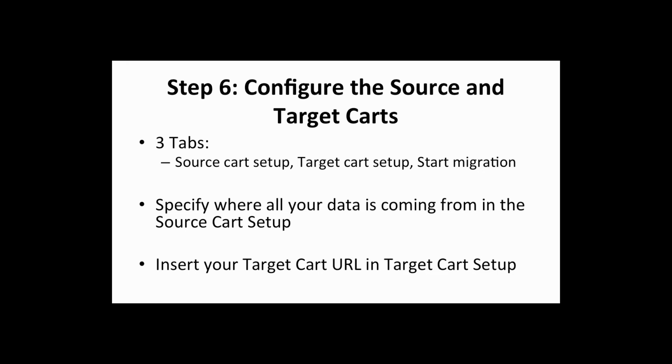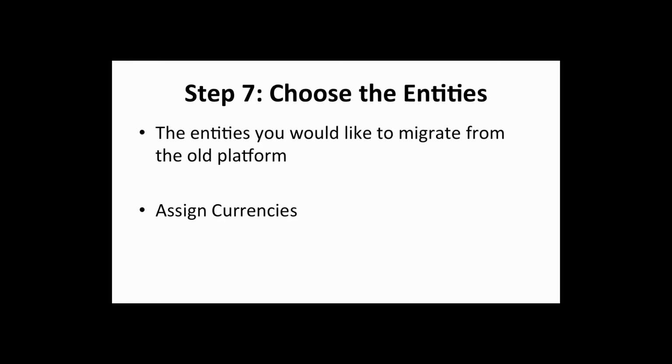So copy and paste the new URL link to your Shopify store. Follow the next steps and then click on Start Migration. And then you will get to choose the entities that you would like to migrate from the old platform, such as product details, manufacturers, customer information, orders, and so on. Click on the entities you wish to migrate. You can unclick them as well.